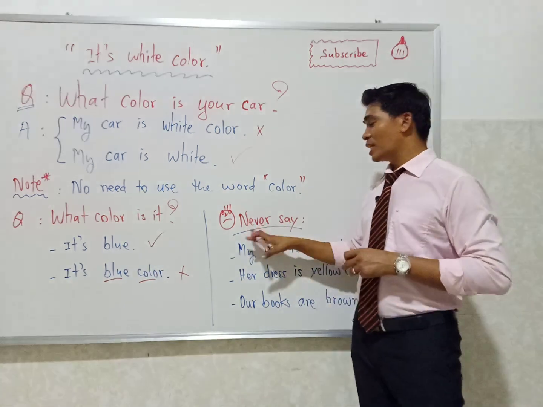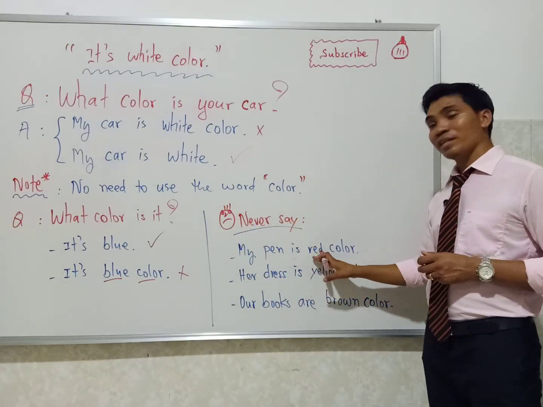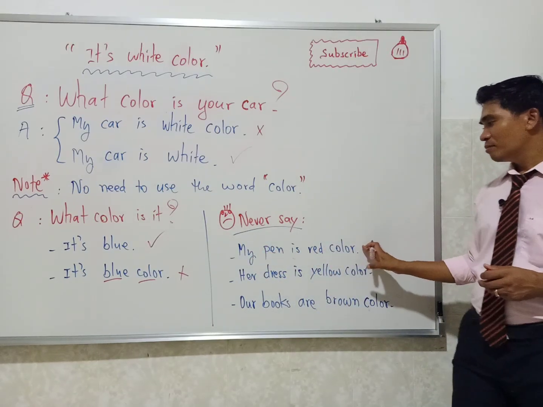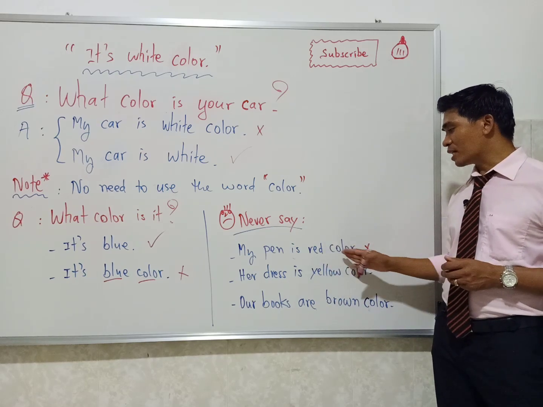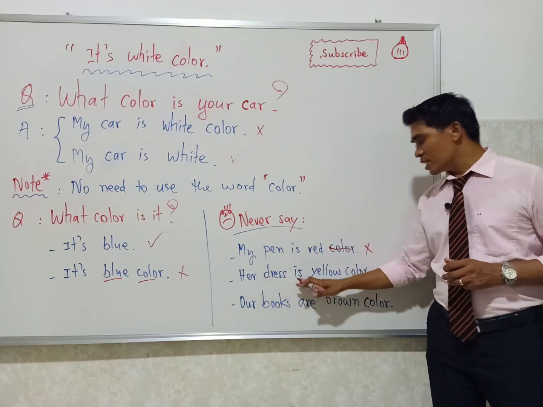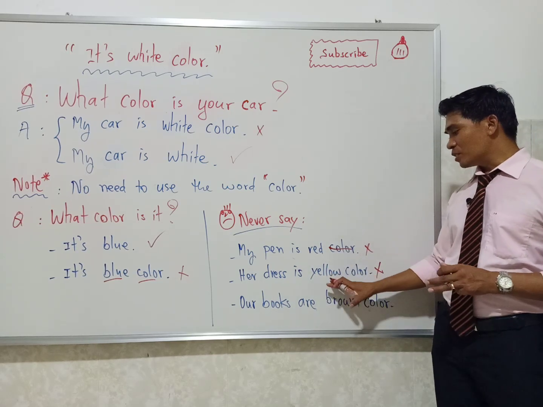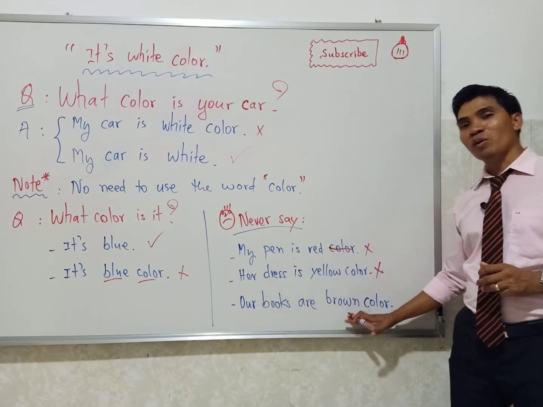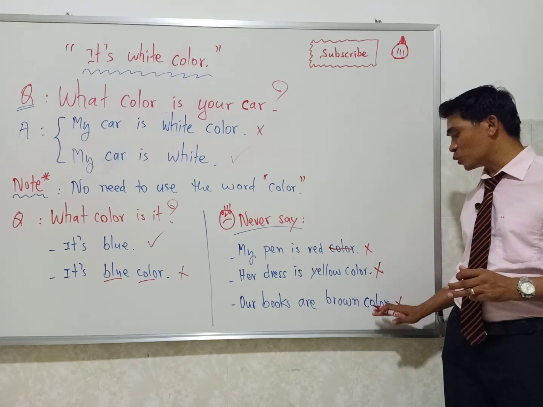Okay, so never say, look at the animation here, never say my pen is red color. So that is wrong English because we use red and color together. So do not use color. Okay, her dress is yellow color. That is wrong English because we use both yellow and color together. And the other one, our books are brown color. Okay, so that is wrong in English because we use brown and color together.